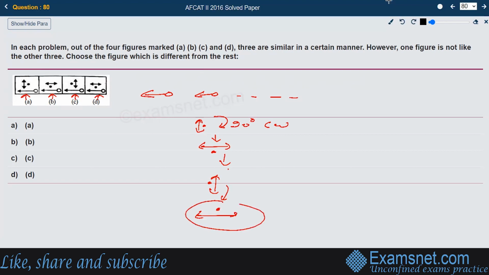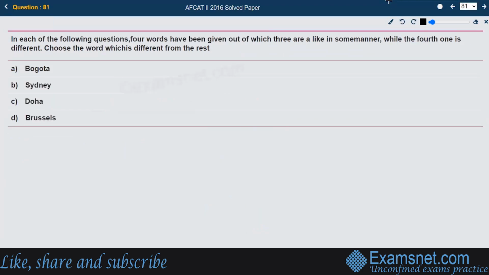But what is happening in option number D is the dot is placed downside. If you see it carefully, the dot is placed downside, but option C matches with our figure. Option B matches with our figure. But option D, the dot is placed downside, which should have been placed upside if you move it 90 degrees clockwise. So option D seems to be the wrong one. So that is the right answer itself, option number D.